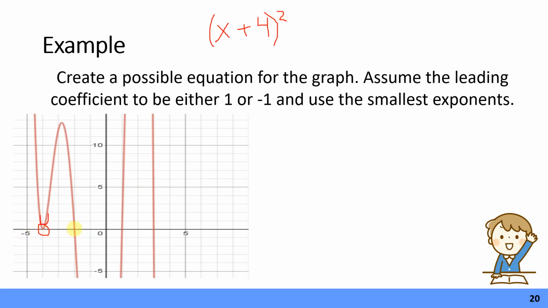Now the next x-intercept is right here. And this number right here is -2. So I do the opposite of -2. I do x plus 2. And now what did the graph do? Touch and turn or cross? It crossed it. So that means I have to have an odd degree. So I'm going to put a 1.